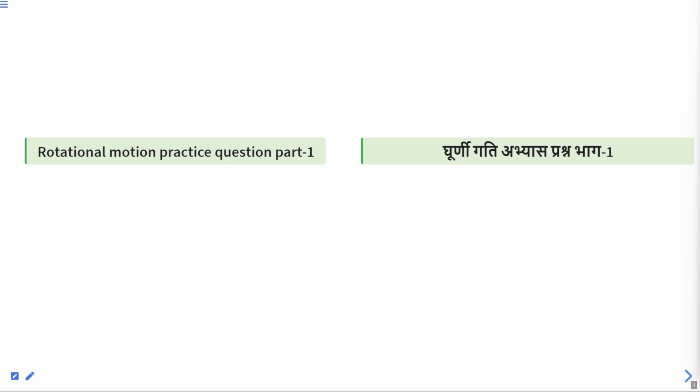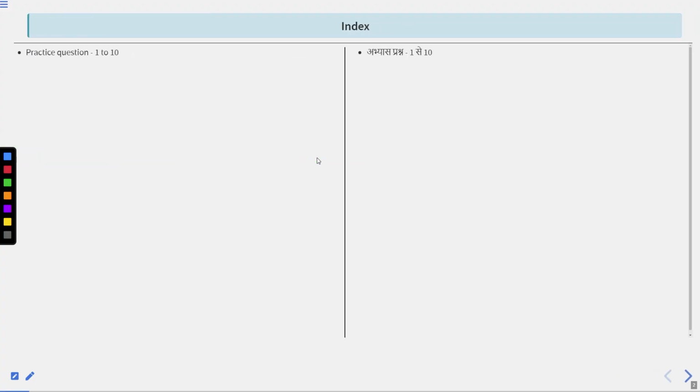Hello students, in today's lecture we will solve some practice questions based on rotational motion, part 1. In today's lecture we will cover practice questions 1 to 10.